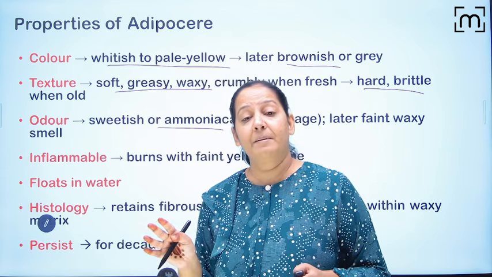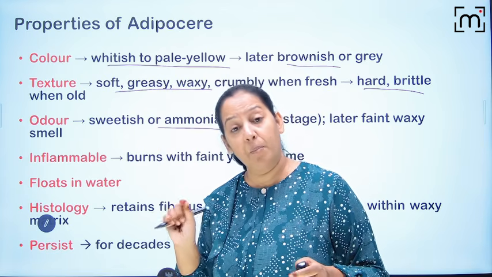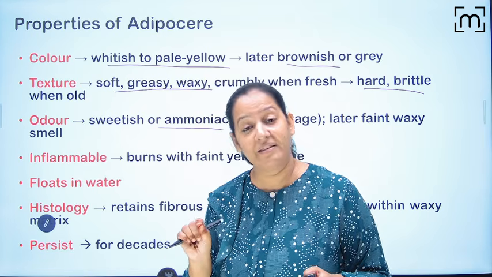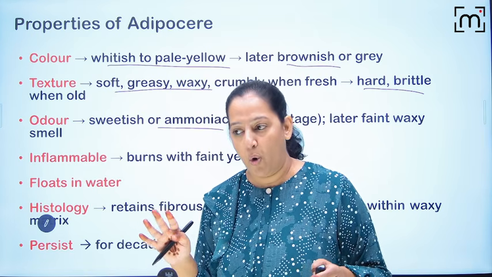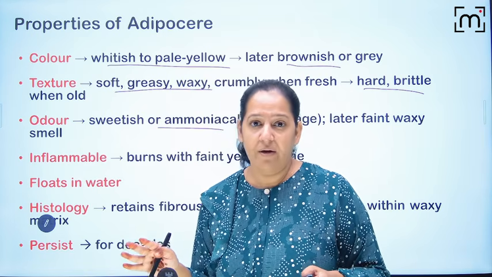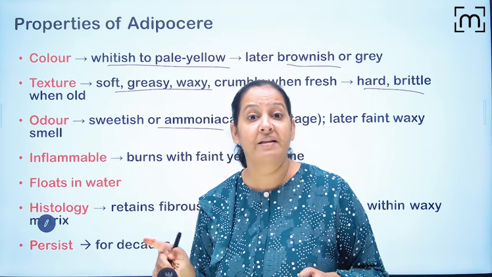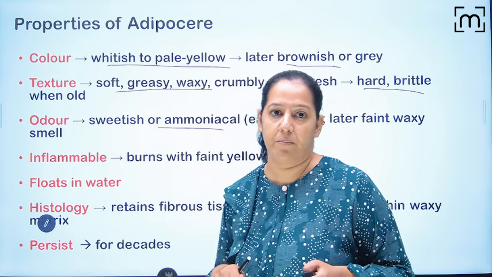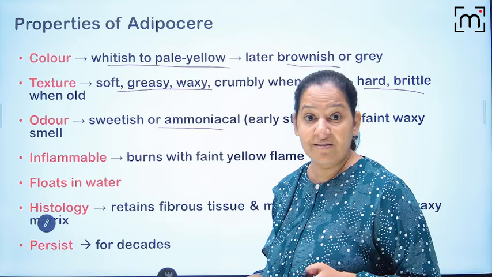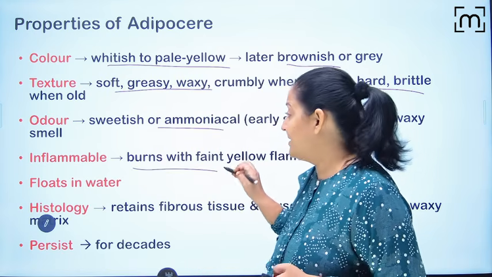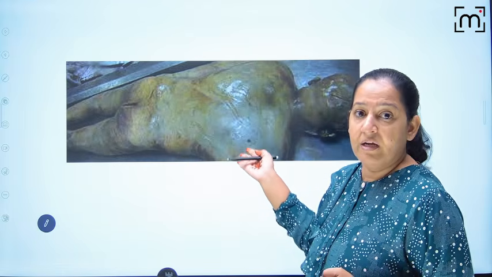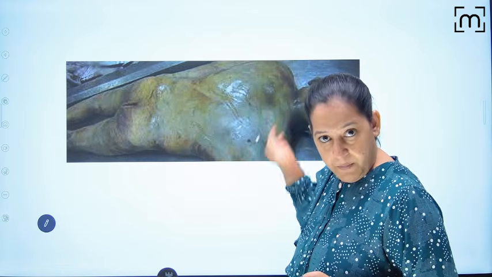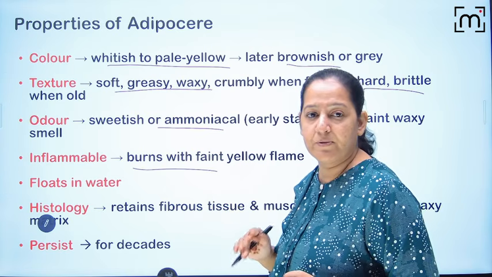When urine is retained in the bladder for a very long time, ammonia is generated in the bladder, and when the urine is passed after holding it for so long, a peculiar odor comes. That is ammoniacal odor. The same odor comes from the dead body if adipocere is formed. Inflammable? Yes, it burns. If a matchstick is put, the complete body can be burnt. Adipocere is inflammable.